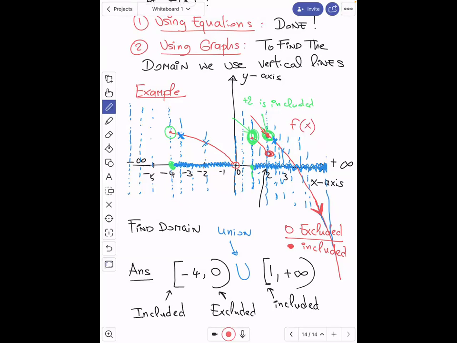Any other question, guys? So here we have two different intervals, right? Two separate intervals. The first one from -4 to 0, and the second one from 1 to positive infinity. And the important thing here, guys, is that you don't have to stop at +2, even though you have this empty circle, because you have the full circle. So it's included, so you don't stop at +2. You can continue with your domain all the way to positive infinity. All right.